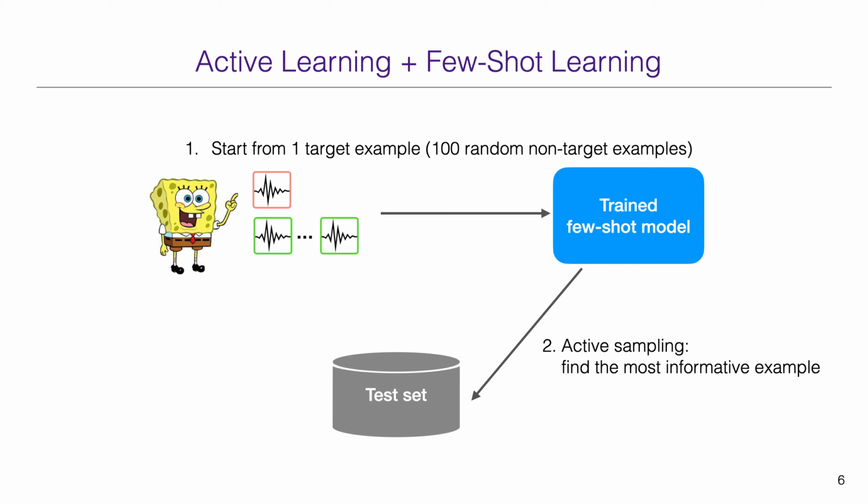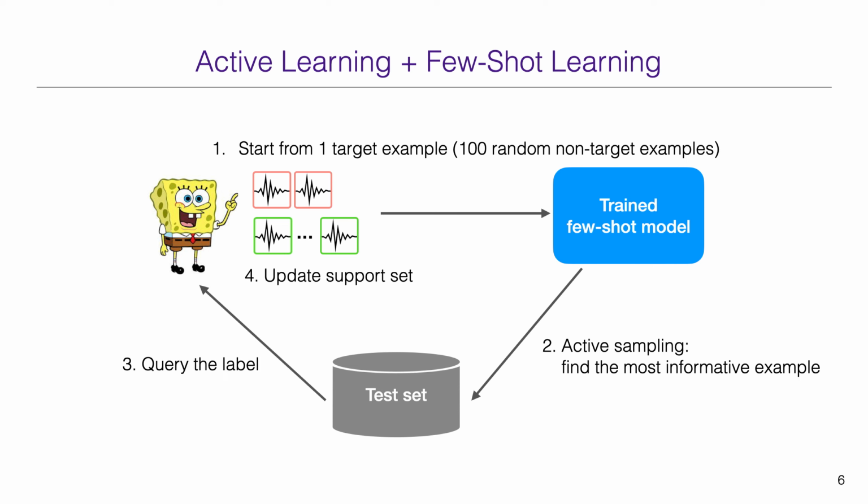Specifically, we use active sampling to find the most informative example for the model from the entire test set, and query its label to update the support set. In this work, we simulate the human labeling process by directly using the ground truth label. We perform a series of experiments under this framework to explore the modeling and sampling choices that arise when combining active learning and few-shot learning.